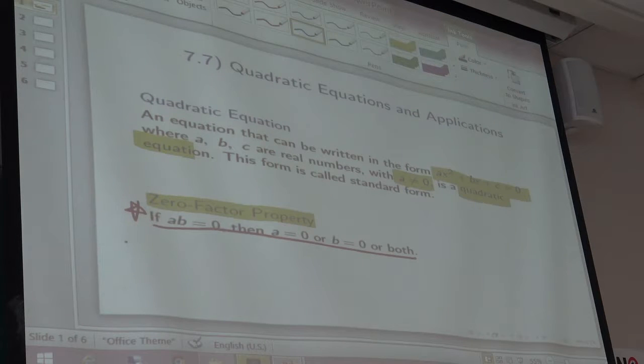So an example is the following: 3 times 0 is 0. We know that, right? 3 times 0 is 0. Then either 3 is 0 or 0 is 0. If one of these is true, then that is true. The first one is not true, obviously. 3 cannot be 0. But the second one is true.